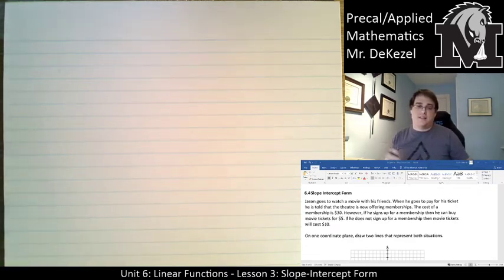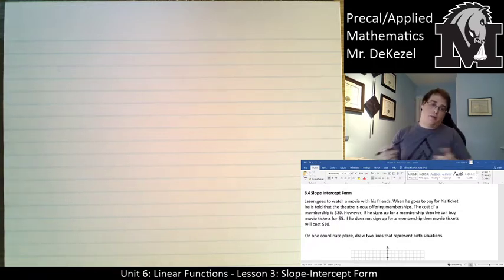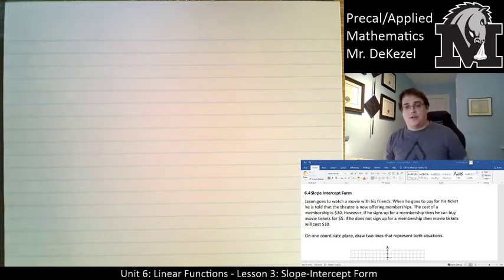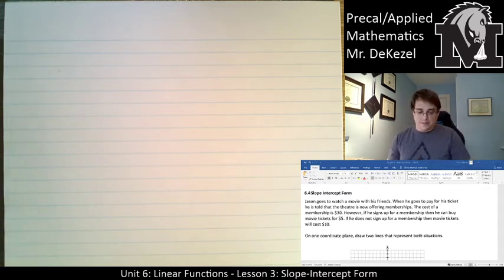This is lesson 3 of unit 6, slope intercept form. It says 6.4 in your booklet, and we're going to be off by 0.1 as we go through here, just trying to not confuse the lesson numbers. So this is lesson 3, slope intercept form.